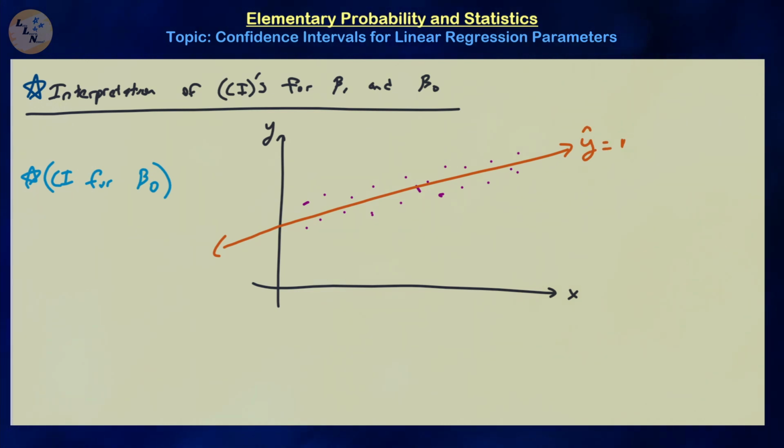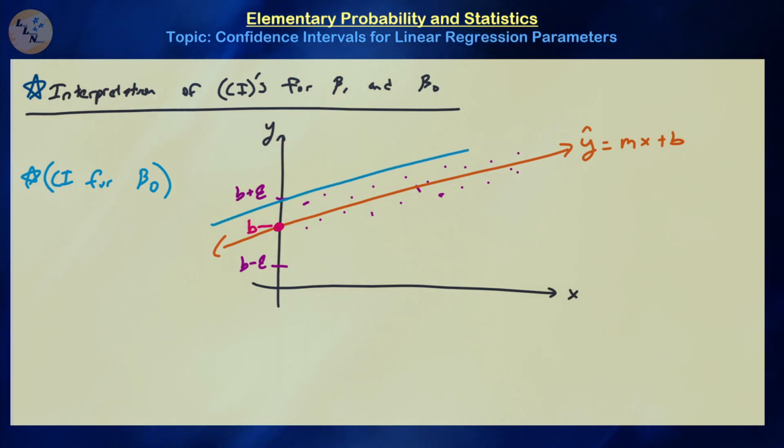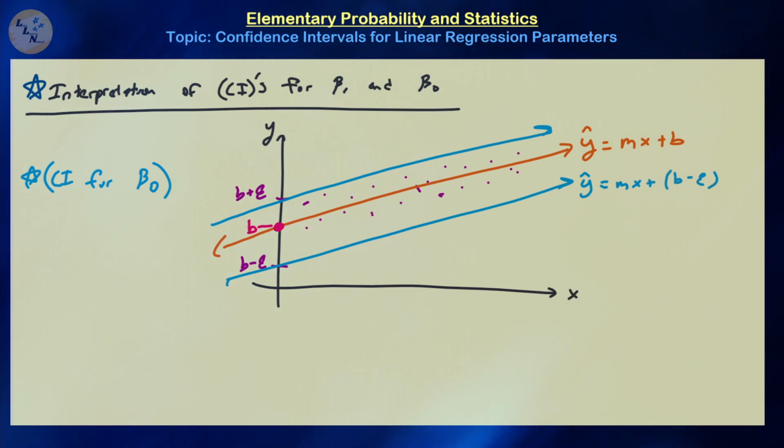So this is going to be y hat is equal to mx plus b, where b is this number here, all right? So the confidence interval for this is going to be given on the vertical axis. So this is going to be equal to b minus epsilon and b plus epsilon. So if we keep our slope fixed, then the confidence interval for the vertical intercept gives us these two blue lines. So this line is going to be y hat is equal to mx plus b minus epsilon, and y hat is equal to mx plus b plus epsilon.